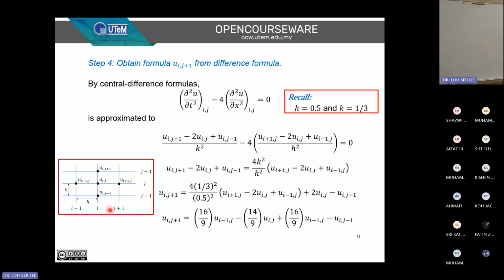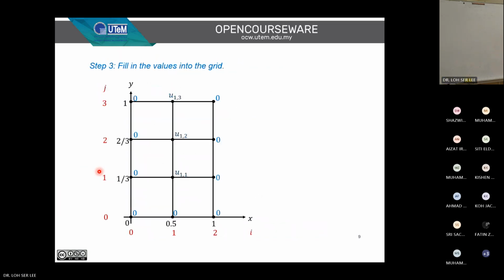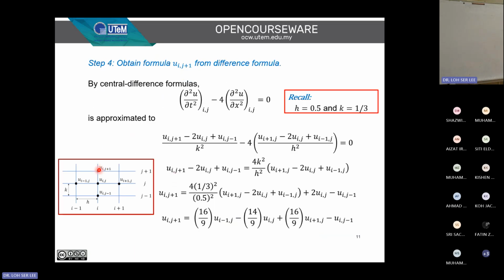Similar to the heat equation, when you form this formula, we will tend to find one of the u to lead for the formula. Since we have the values of the first row, we can find the points one row above. So we tend to choose this one to lead for the formula: u_i,j+1. This u_i,j+1 stays on the left. That means the rest, we move them to the right.